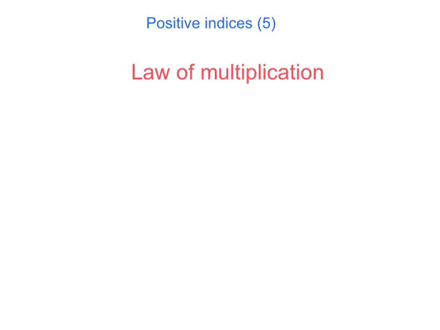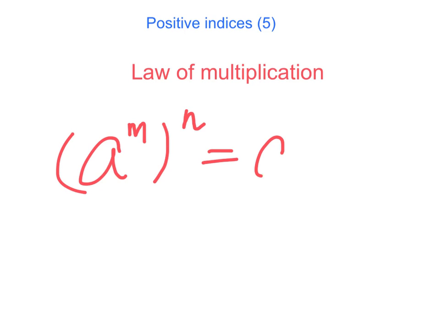After we have learned the index law of subtraction and addition, we are going to learn something more difficult. That's what we call the index law of multiplication. And the formula is given by a to the power m, and then bracket to the power n, equals a to the power m times n, where a is the same as we just learned before. a is the base, and m, n are integers.